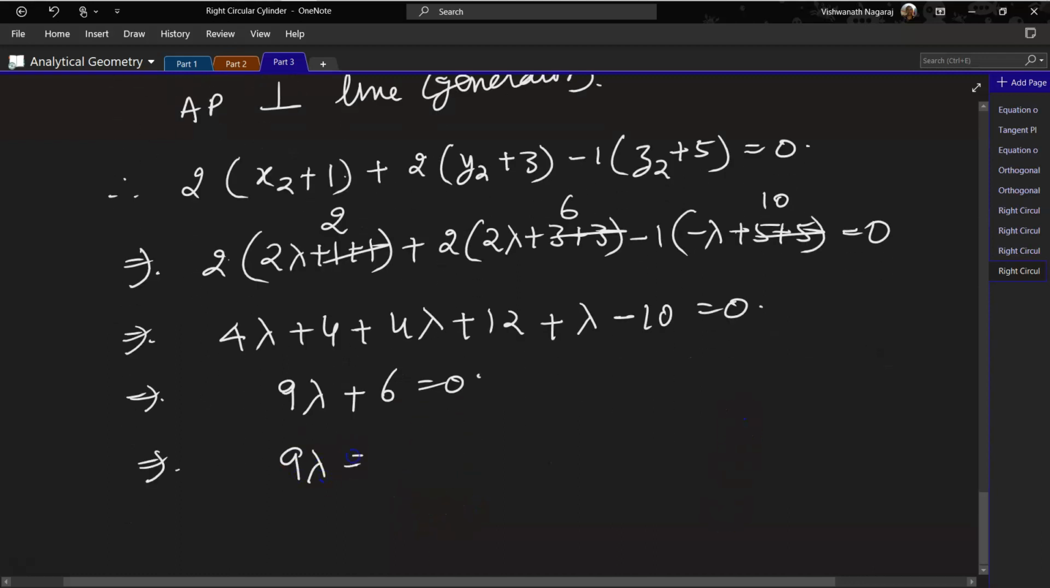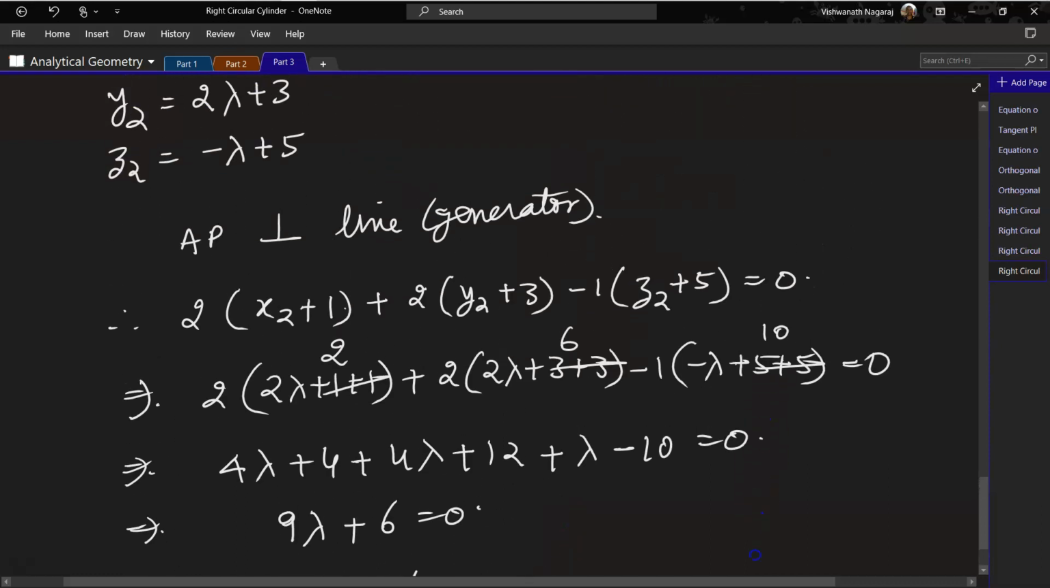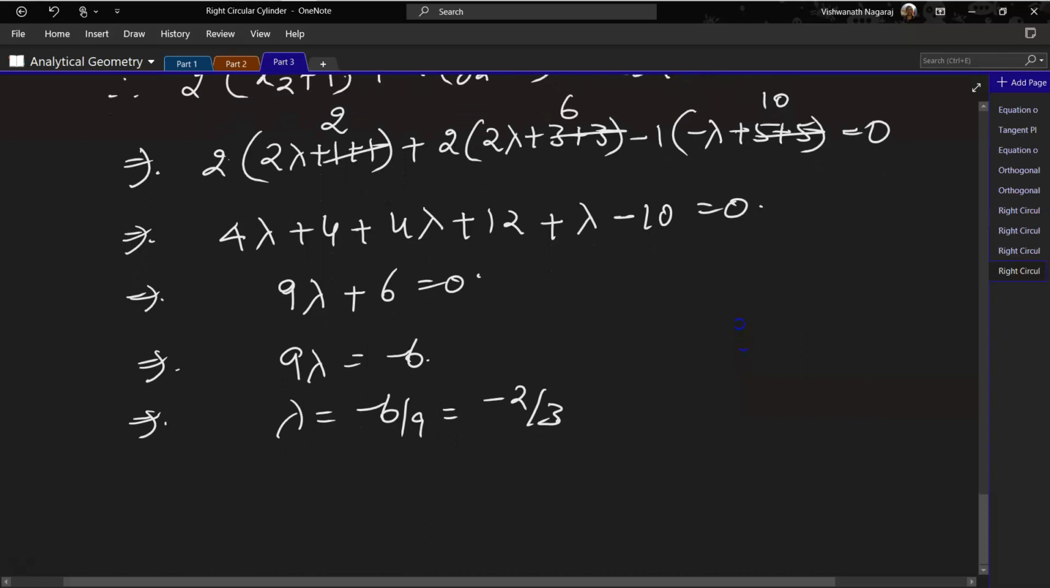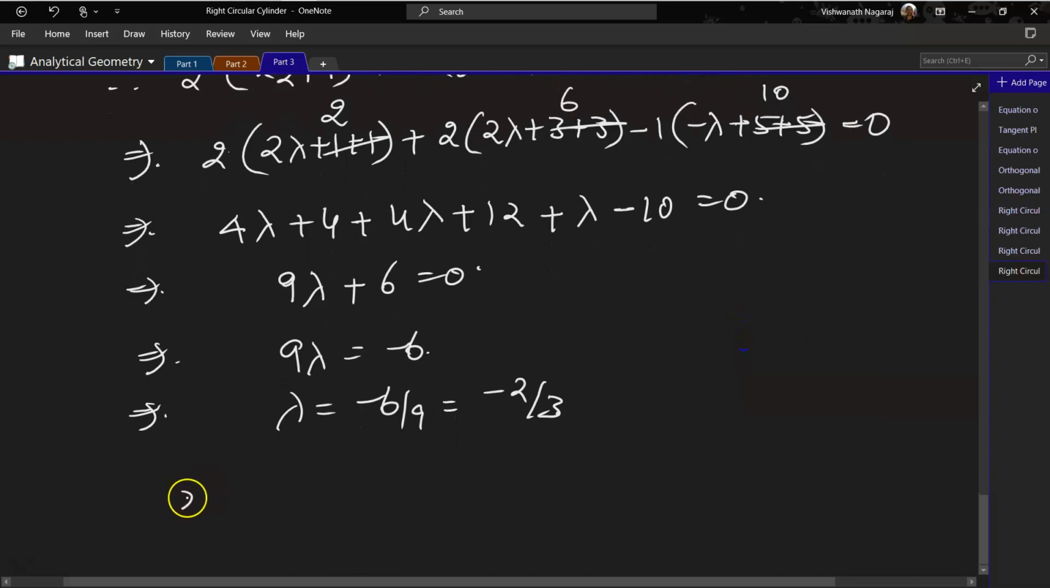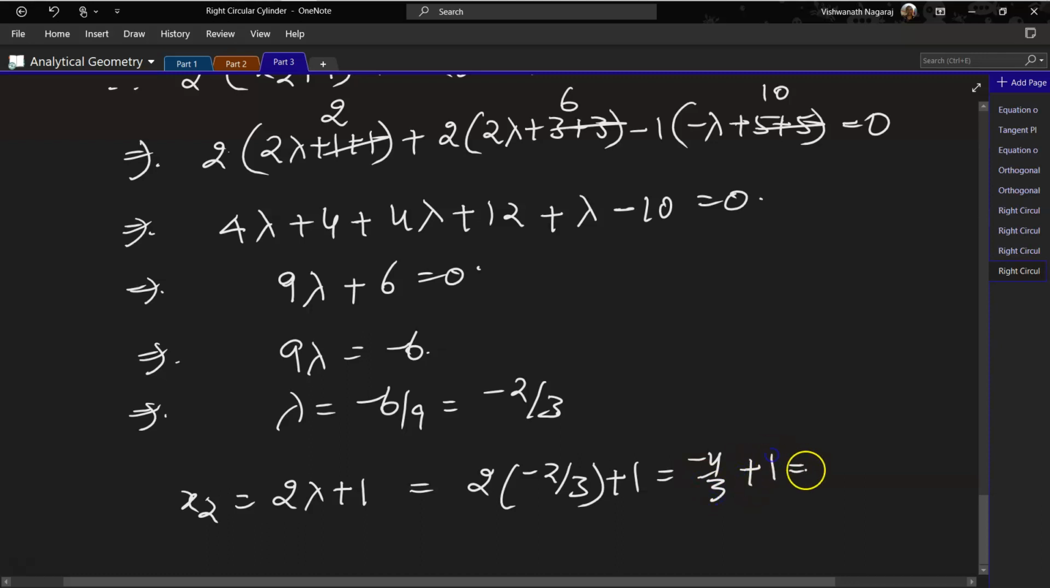So 9 lambda is equal to minus 6. Lambda is equal to minus 6 by 9, which is equal to minus 2 by 3. So we have got the lambda. So now we again evaluate x2. We know x2 is 2 lambda plus 1, which implies 2 times minus 2 by 3 plus 1, which is minus 4 by 3 plus 1, which is minus 1 by 3.